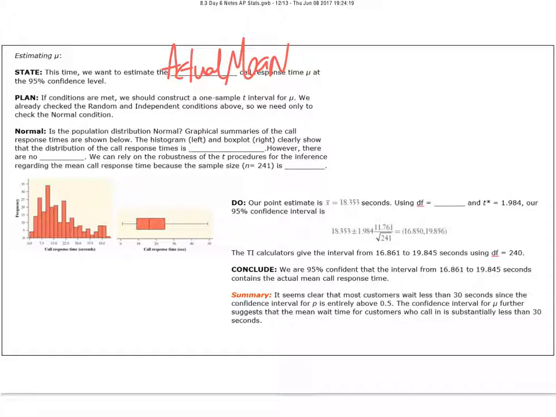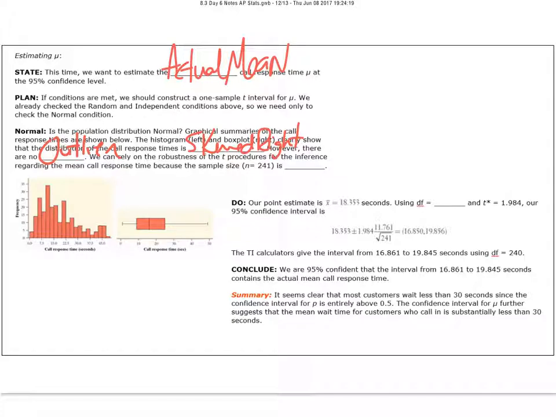Now, normalcy for this, it's important to see what their population looked like. What they have here is the histogram at the left and the box plot at the right, which clearly show the distribution of the call times is somewhat skewed to the right. However, there are no outliers, so based on that, we can rely on the robustness of the t procedures for the inference. And our sample size is 241, so we know that we meet the requirement of greater than 30.